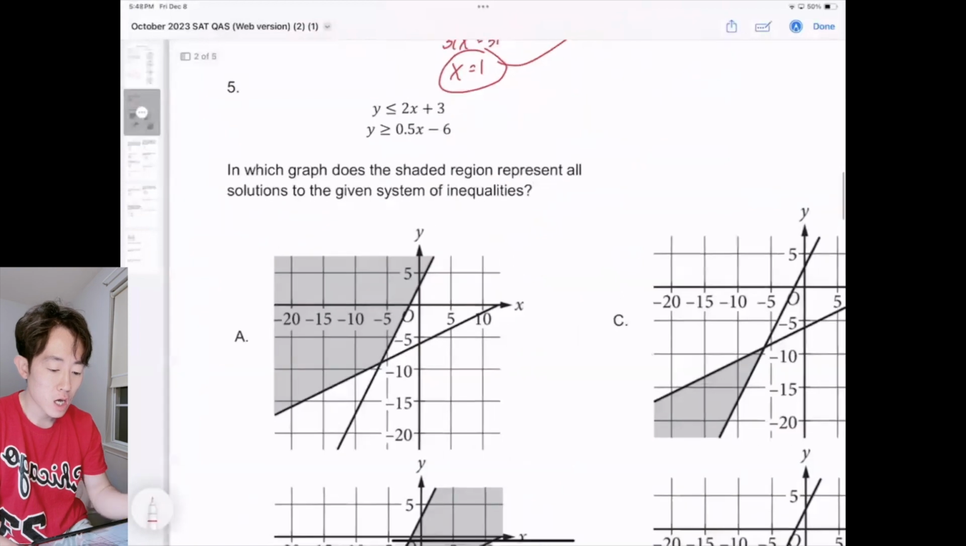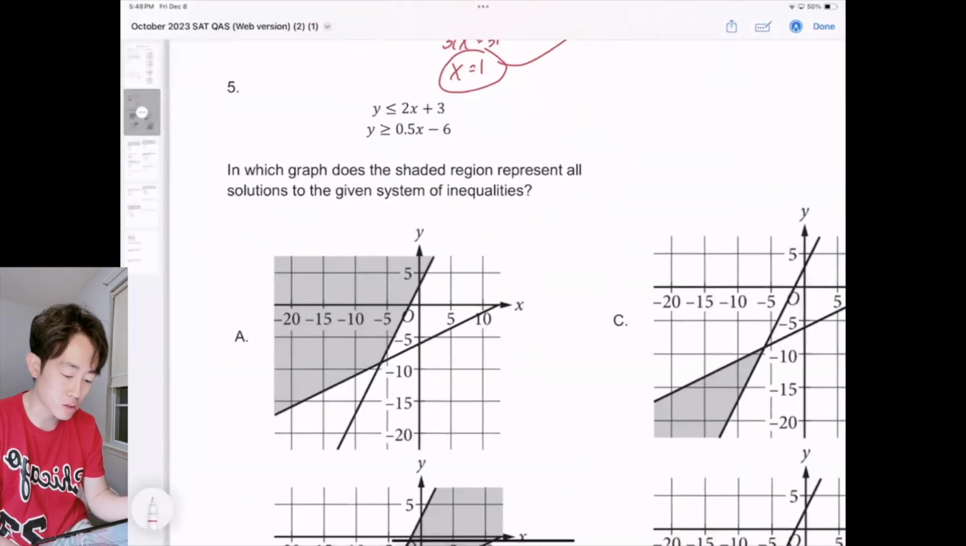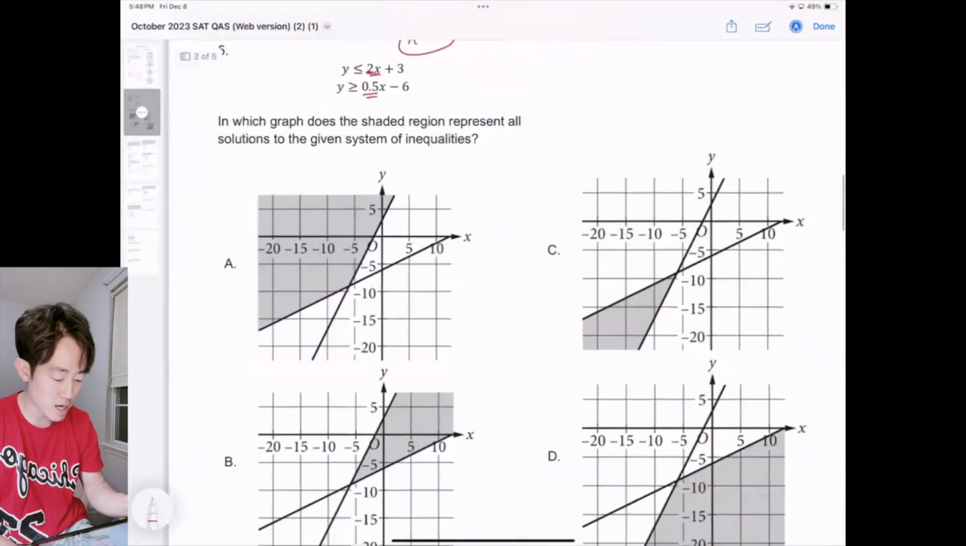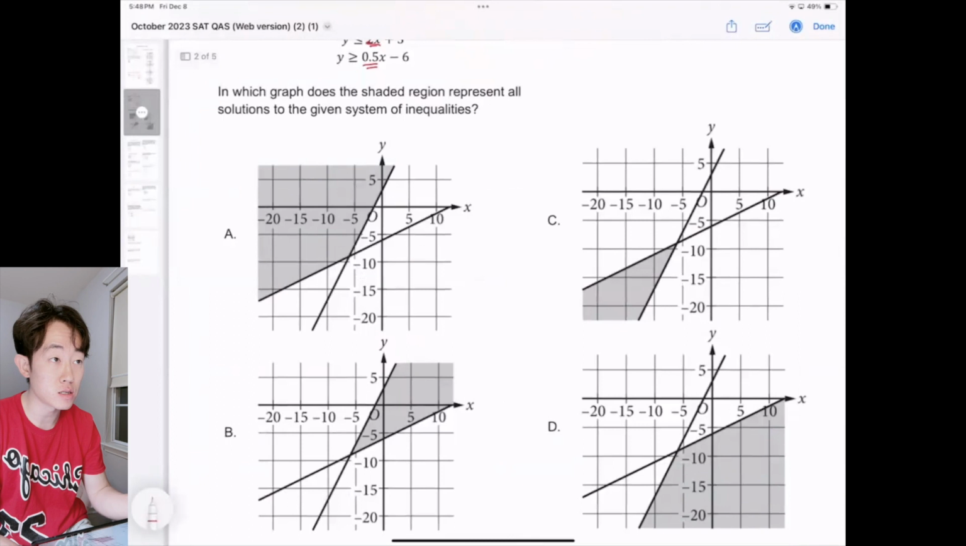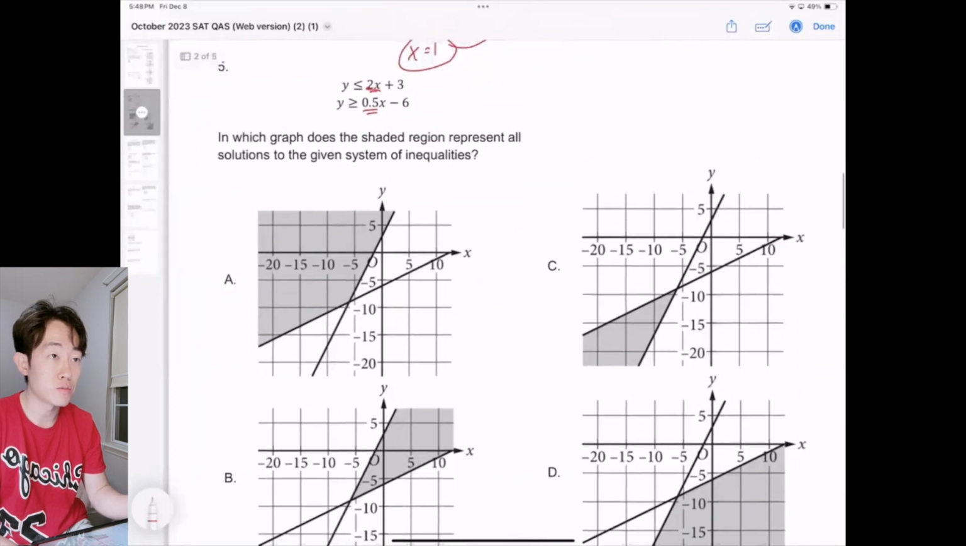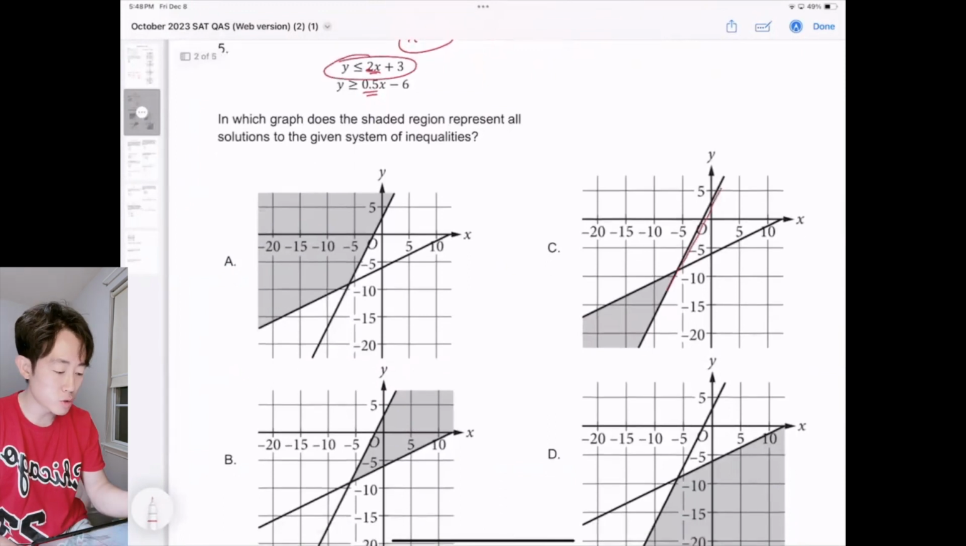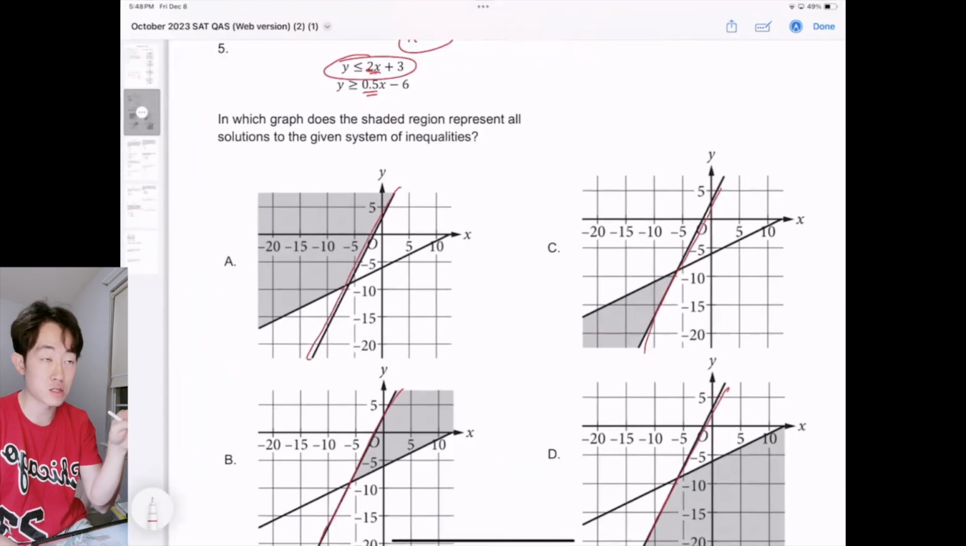Number 5, in which graph does the shaded region represent all solutions? Okay, so we have two equations. One is +2, the other one is a little bit more flat. So I'm assuming that these two lines present for all the choices are the slope of 2 and slope of 0.5. But let's narrow down our options. Let's take a look at the very first one. The slope of 2 is the one that's much more slanted than the other, the one that's more flat being the 0.5.